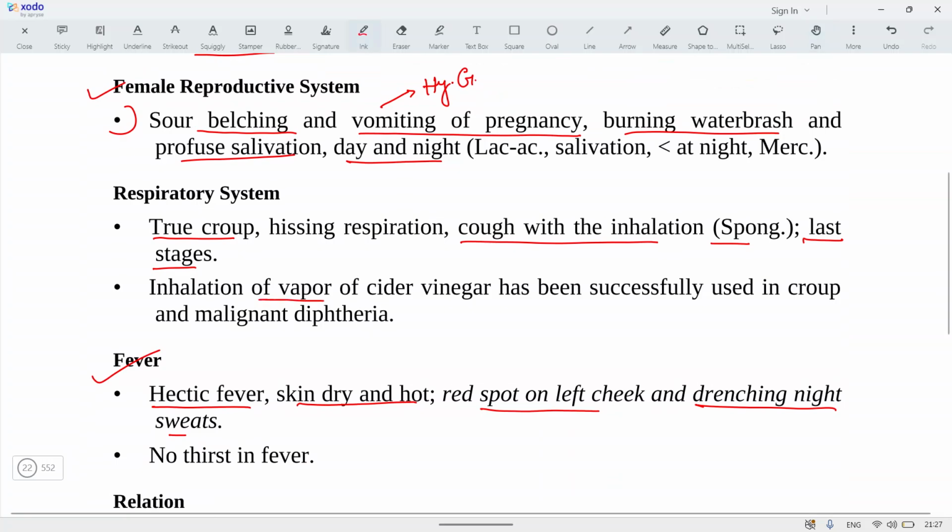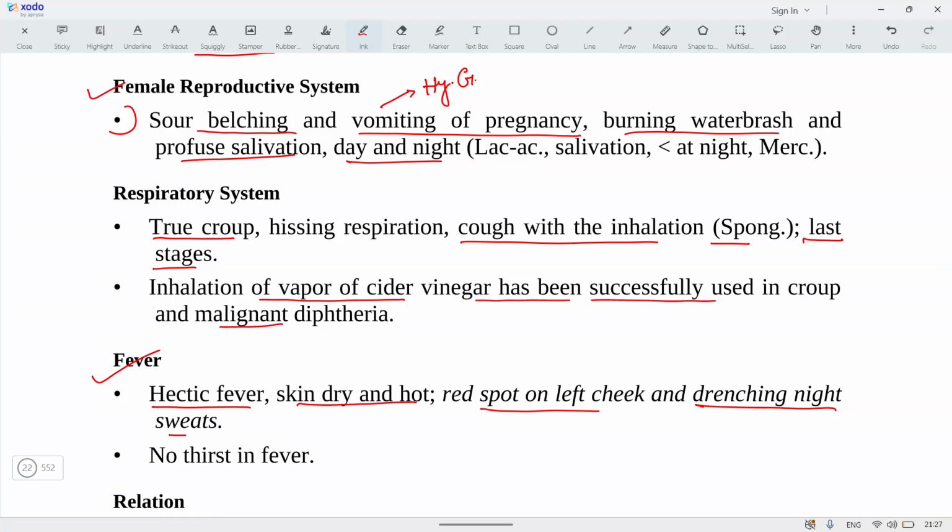The second point says inhalation of vapor of cider vinegar has been successfully used in croup and malignant diphtheria. So in malignant diphtheria or croup, inhalation of acetic acid works better, and this is basically crude acetic acid. Now in homeopathy we use potentized remedies for better and faster recovery. As we also know, potentization means bringing out the inherent curative property of a drug.